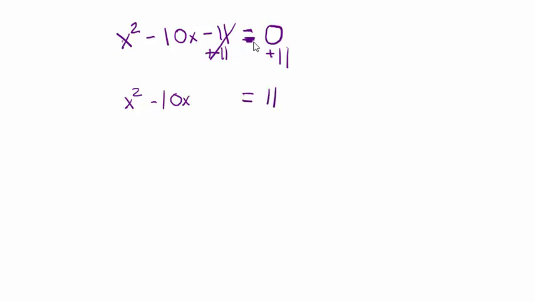All right, so again, the first thing I did was move the constant. Now this is where I complete the square. Whatever this number is next to the x, I divide by 2 and then square that number. So if I divide negative 10 by 2, I get negative 5. And then whatever that number is, I square it. Negative 5 squared is 25.